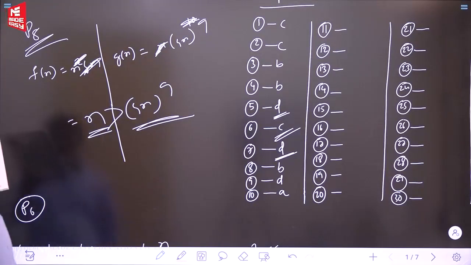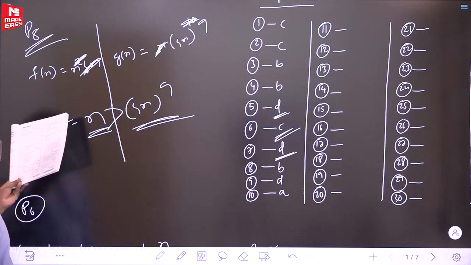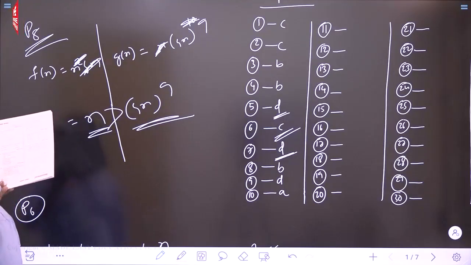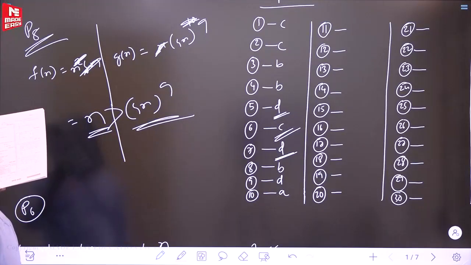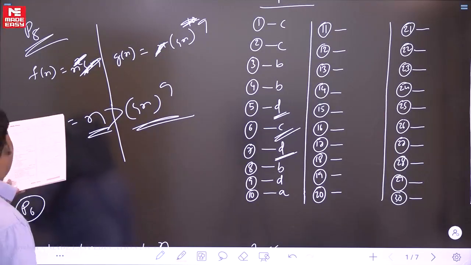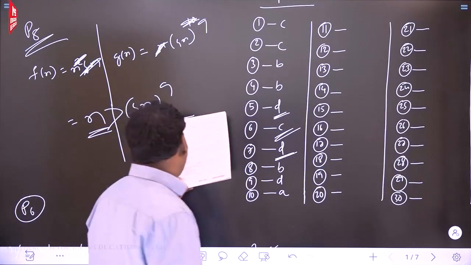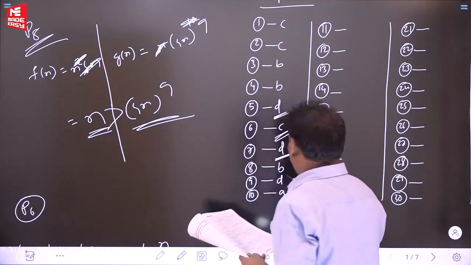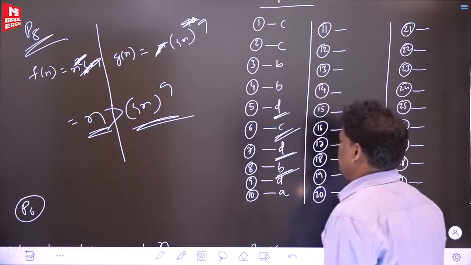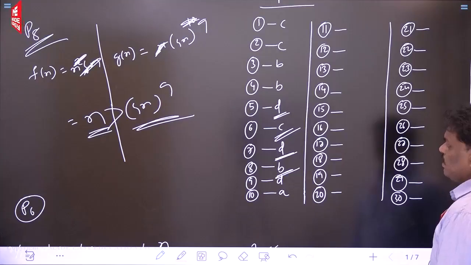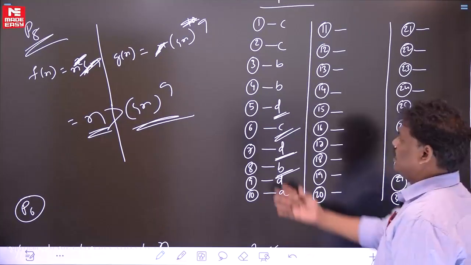For question number 8, let's go to the options. Who is bigger? F of n is bigger, g of n is smaller, that is okay. See the options. F of n is big O of g of n, no. G of n is big O of f of n, true. But f of n is not big O of g of n. I think the answer is B. For question number 8, answer is B, like that.